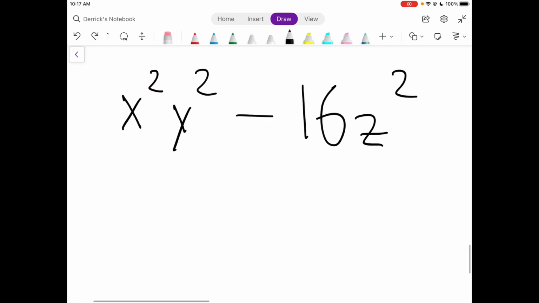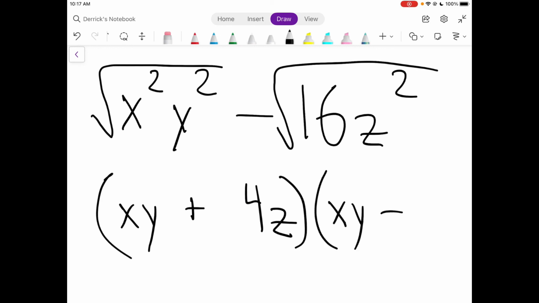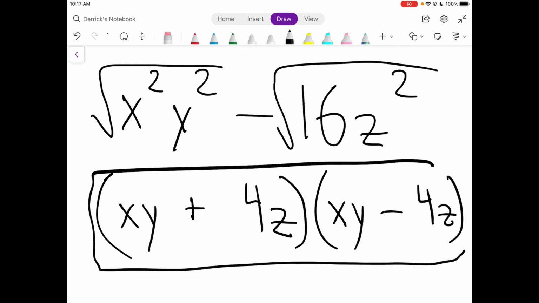So, I'll take my first term and square root. The square root of x squared is x. The square root of y squared is y. Square root my second term. The square root of 16 is 4. The square root of z squared is z. So I'll have xy plus 4z, and I will have xy minus 4z, and that's my answer, which is much easier than what we would have done if we'd had to do the x method.